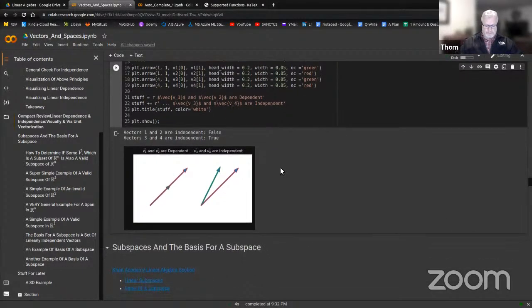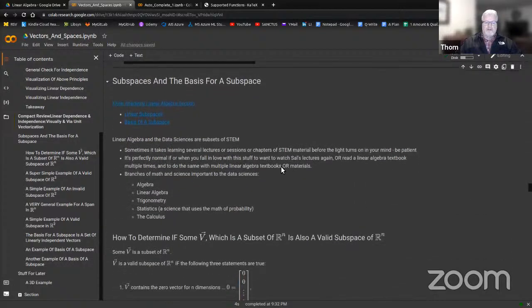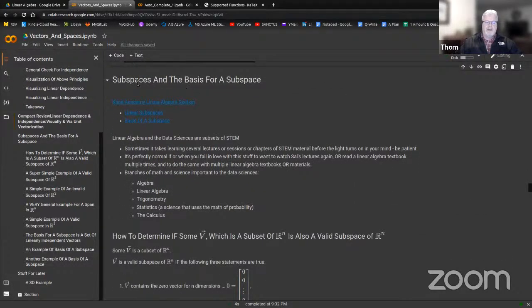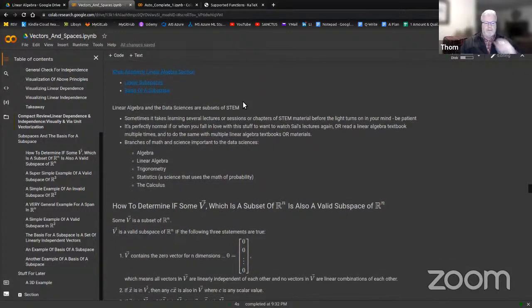Okay. So now we're thinking about subspaces. If we have a set of vectors, how do we find out if they define a valid subspace? And how do we find out if that set of vectors is what we call a basis, or really a foundation to describe a subspace? And we're going to learn what those mean.